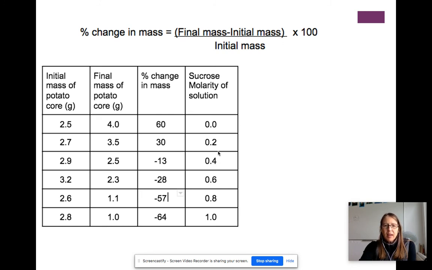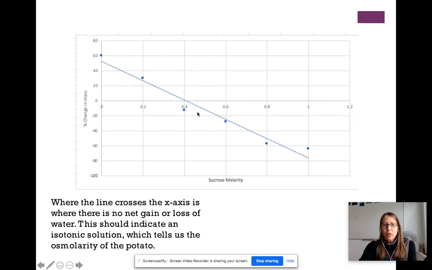You can then take this and you can graph it. And when you graph it, you see where it crosses 0, with a line of best fit, or if you connect the dots, that line should indicate that there's no change in mass. This one with the line of best fit shows 0.4, but we probably know it should be a little bit further over here. So possibly I would connect these dots and say, oh, well, it's 0.3 something. So that indicates the isotonic solution. So the osmolarity of the potato should be where this crosses 0.